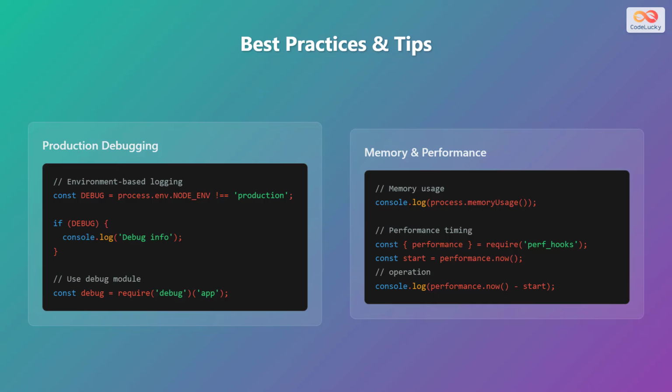On the right, you will see about memory and performance. You can log memory usage using process.memoryUsage. For performance timing, you can use the perf_hooks module to measure the execution time of specific operations.